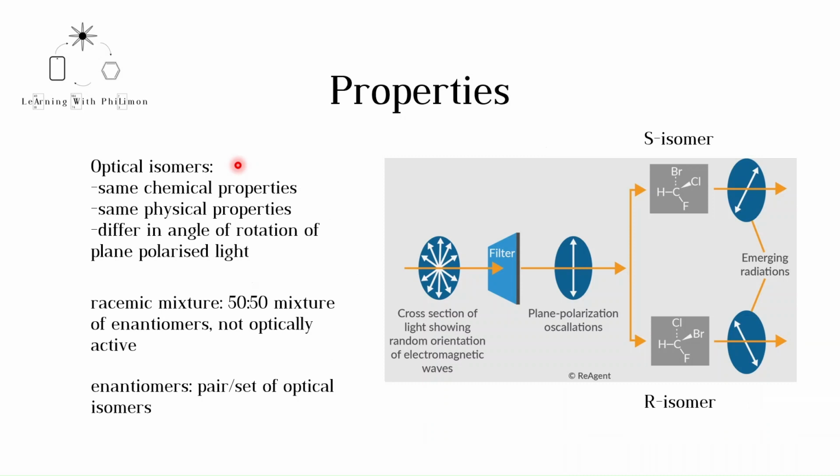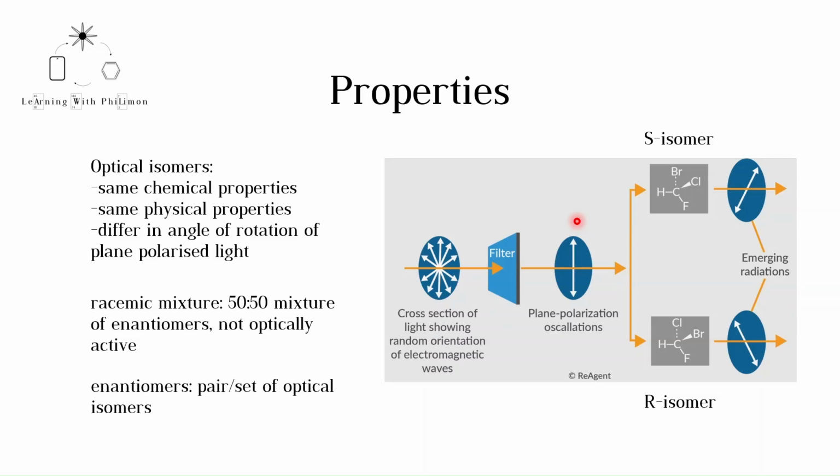Optical isomers have the same chemical and physical properties. They only differ in one physical property, the angle of rotation of plane polarized light. Let's see what this means. Light can be described as an electromagnetic wave. These waves can be oriented at any angle as can be seen here. Using a filter, we can allow only one orientation to pass through. In this case, we kept the vertical orientation. Light consisting of electromagnetic waves with only one orientation is called polarized light.